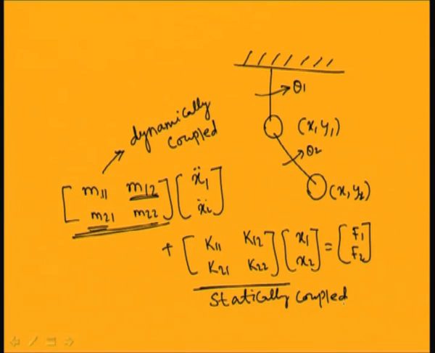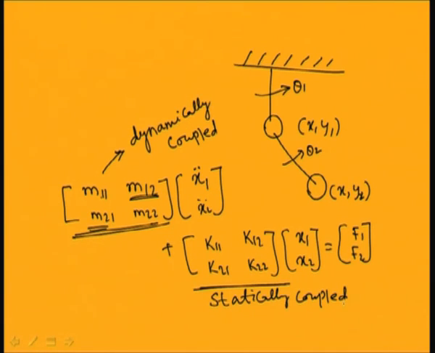So the principal coordinates are generalized coordinates by using which you can write the equation of motion in an uncoupled way, and in that case the dynamic matrix and static matrix will be uncoupled. It will reduce to 2 single degree of freedom system equations, and using these 2 equations you can find the solution of the system.